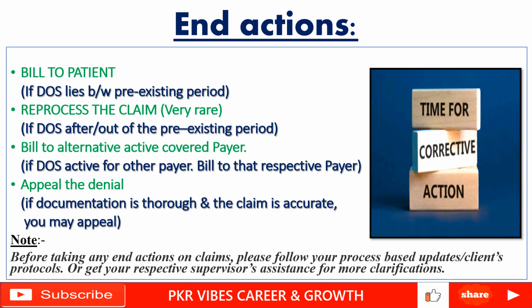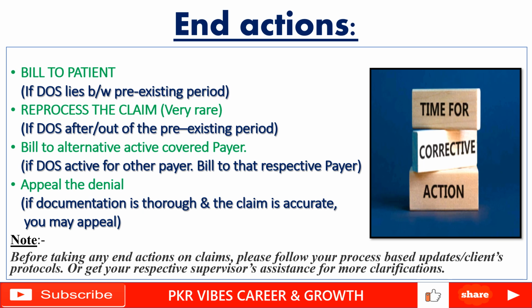Third action, bill to the alternate active payer. For example, our denial is true, nothing but our DOS lies within the pre-existing period, and insurance is clearly telling us that it is non-covered. At that time, our alternate way is to bill the patient, but before that we have to verify whether any other insurance is active to cover this kind of service. For example, there is an alternate insurance available to the patient and it is active.